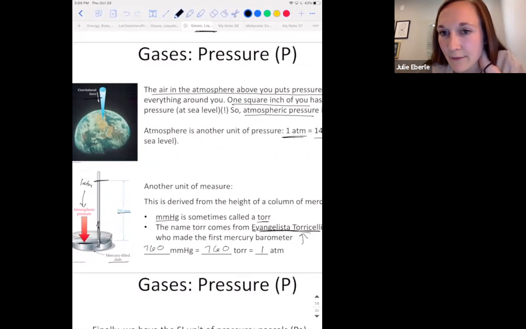Now, you're not going to have to really mess around with the unit of torr. It might be on your homework, I'm not sure. If it is, that's how it relates to ATM. Hannah says it's not. But you'll probably for sure have millimeters of mercury and ATM on your homework.